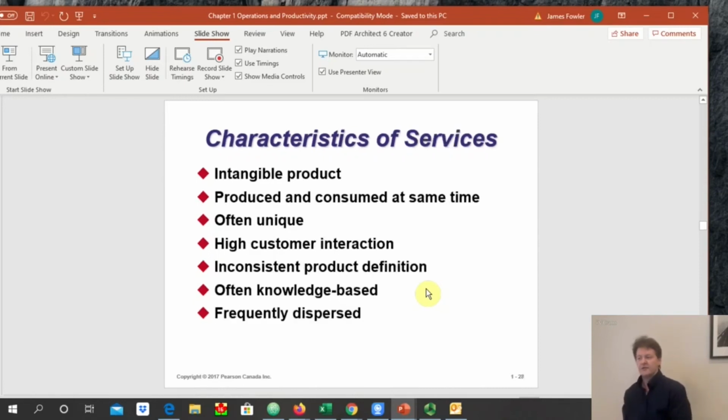Characteristics of a service. It's an intangible product. A service could be a doctor, a lawyer, a personal care worker, a dentist, all those types of things. Now, some companies actually combine a bit of both products and services. It's produced and consumed at the same time. Quite often it's unique. And there's generally, as I mentioned, high customer interaction. There's a lot of face-to-face within the service organization, and it's often knowledge-based.